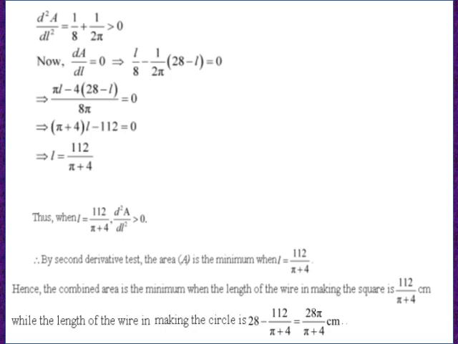So hence the combined area we have to find is the minimum. And the length of the square is 112 upon pi plus 4, and the length used in making the circle is, if you subtract that length from 28, you will get 28 pi upon pi plus 4. So this was your required length of both the pieces. Clear? So pause and note down the solution.